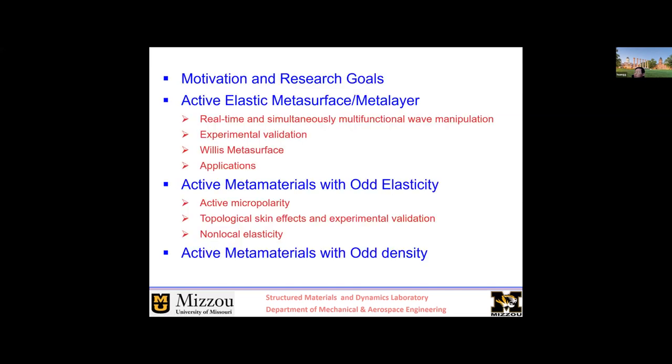So today I will be mainly talking about what we have done in this area. First I will talk about some motivation, why we need to do active materials. Then I will present some work along this field. First I will talk about active metasurfaces, which in the last medium we call metalayers. Then we will talk about using this active material to realize some other elasticity, using local, and even recently we have done some non-local work. Then if we have time, I will talk about a newly interesting phenomenon, like how we can get other density using this kind of active metamaterials.